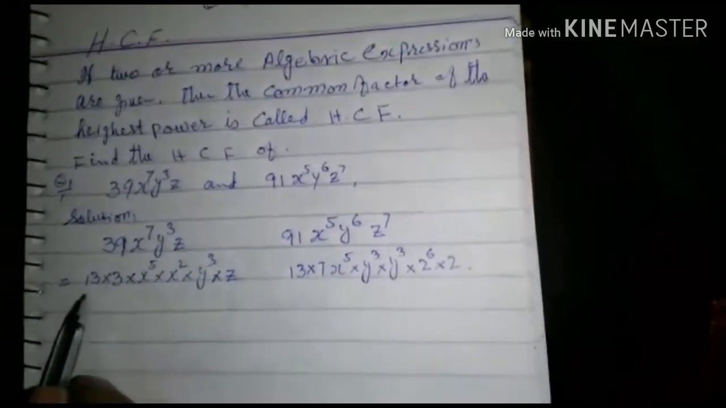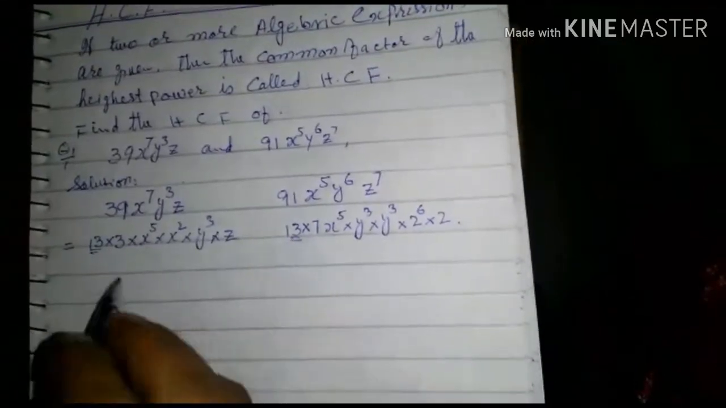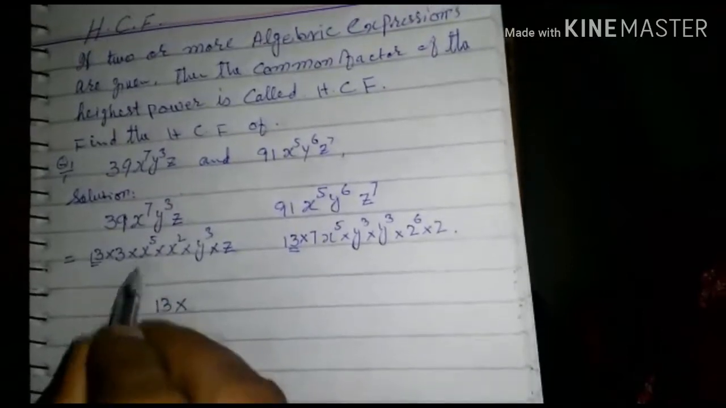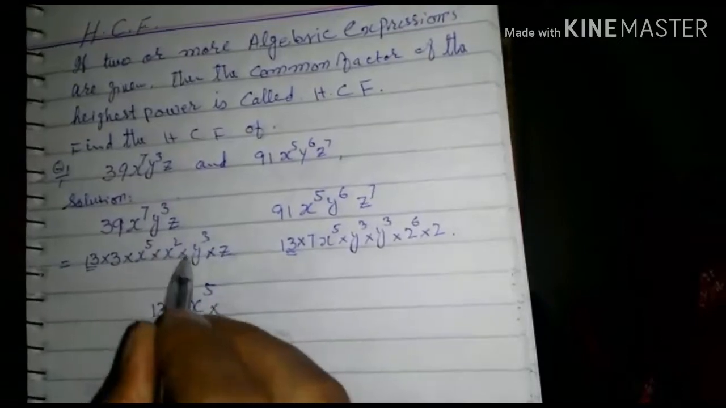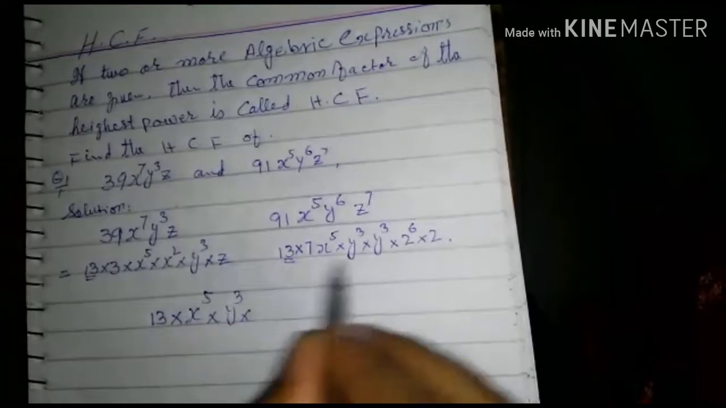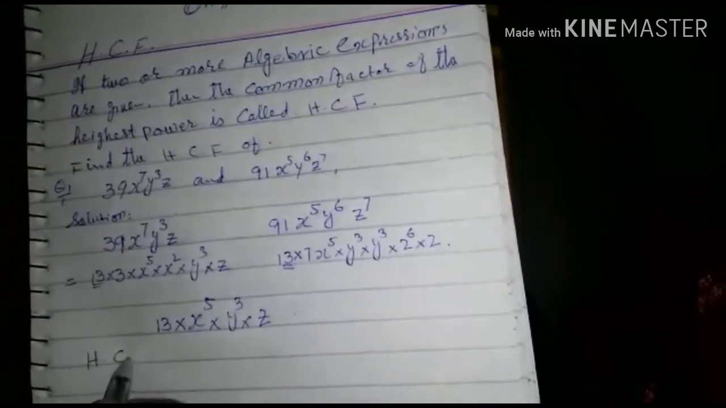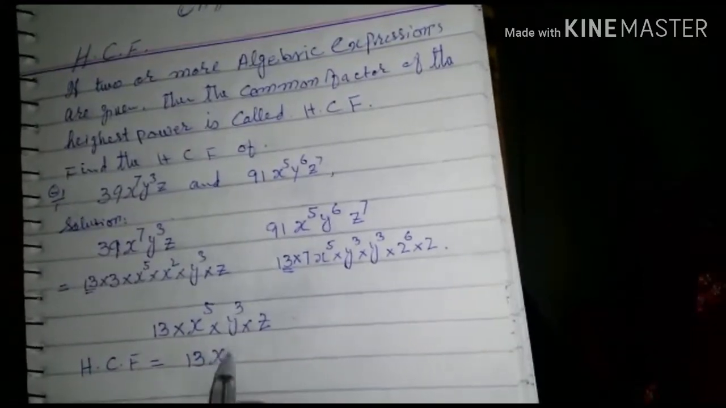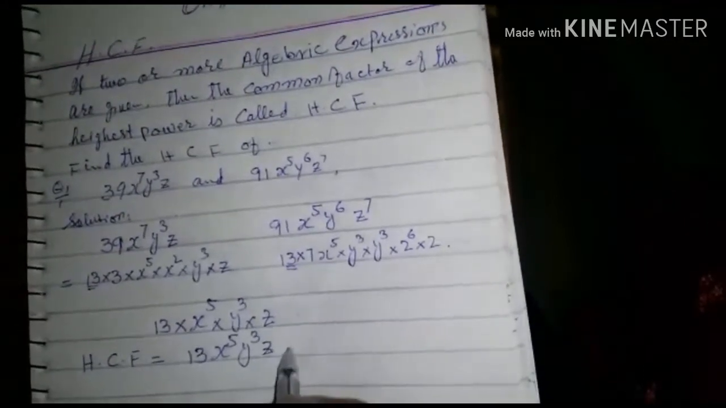Now we look at the common factors. 13 is common in both, we write it as 13. X to the power 5 is common, x to the power 5. Y to the power 3 is common, y to the power 3. Z is common, z. So HCF is equal to 13 x to the power 5 y to the power 3 z.